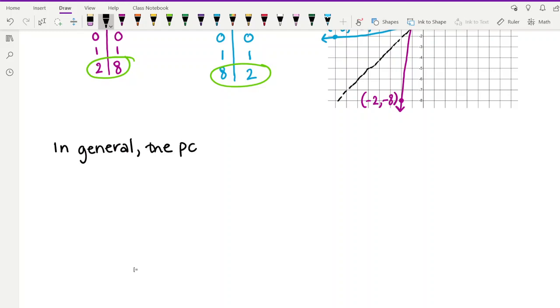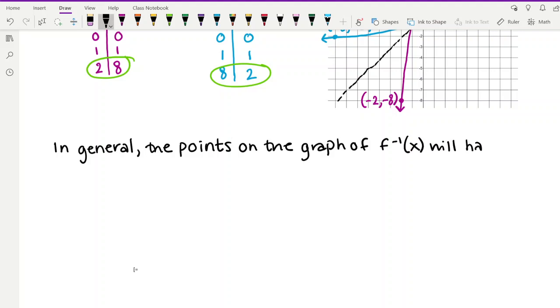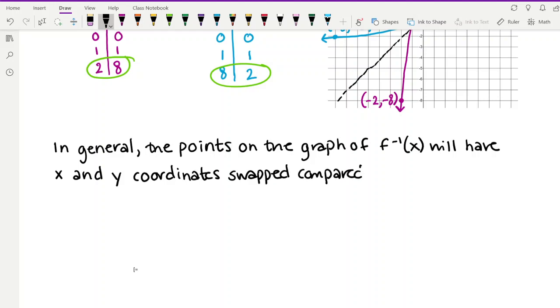the points on the graph of f inverse of x will have x and y coordinates swapped compared to points on the graph of f of x.